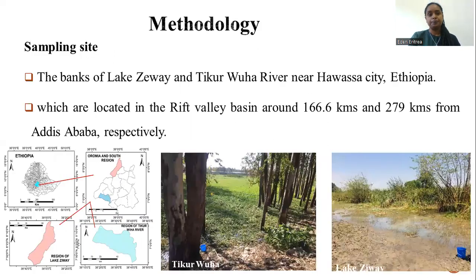To the methodology, the first thing was to select a sampling site. We chose a sampling site known to be endemic for this disease. So we chose Lake Zuwai and Tekruha. Both are located in the central and southern part of Ethiopia, as you can see on the image.